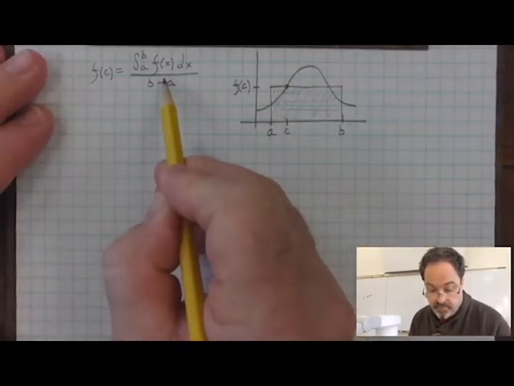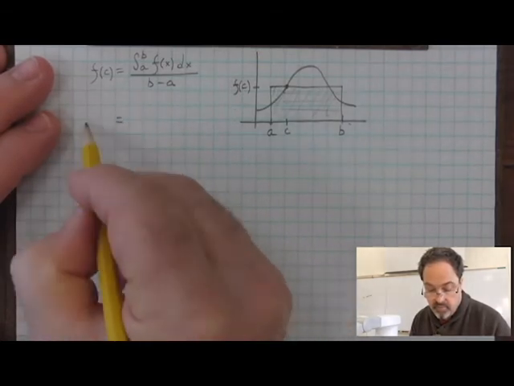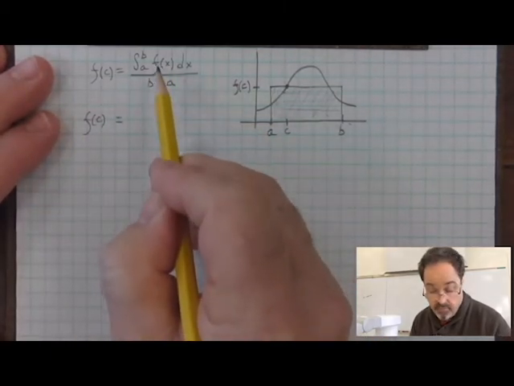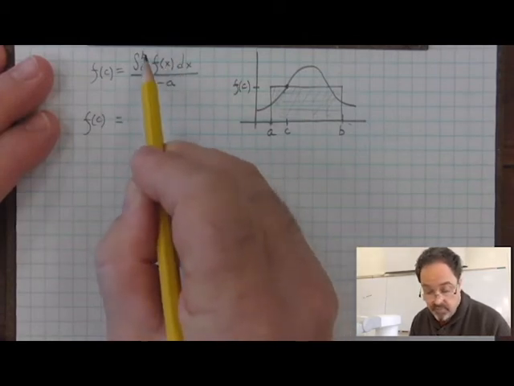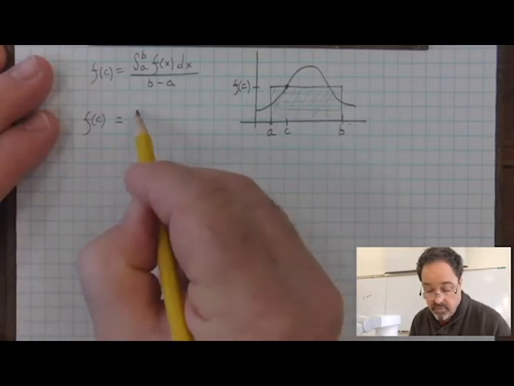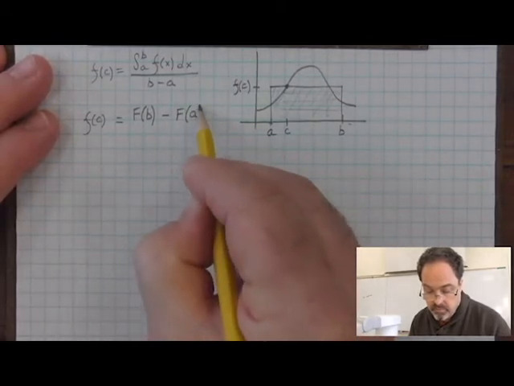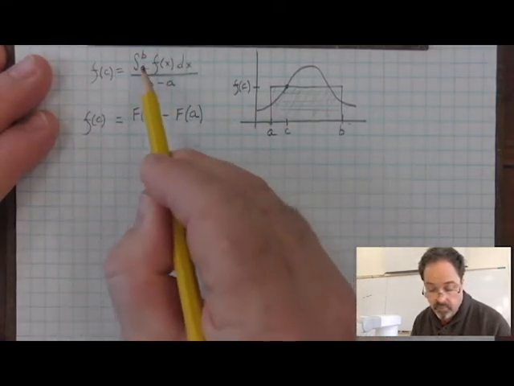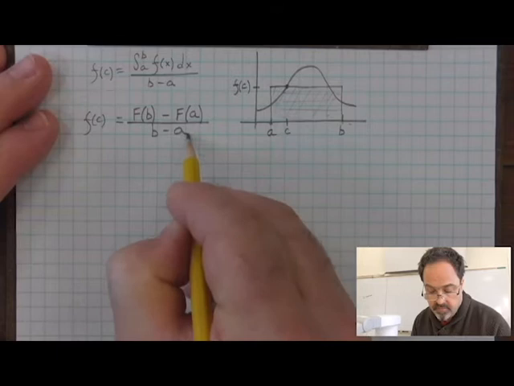This presentation can be modified if we had the antiderivative of the function and applied the fundamental theorem of calculus. Then this definite integral could be expressed as the antiderivative of the function evaluated at the upper bound minus the antiderivative evaluated at the lower bound. That's simply applying the fundamental theorem of calculus to the numerator, the integral. But we're still dividing by the width of the interval, b minus a.